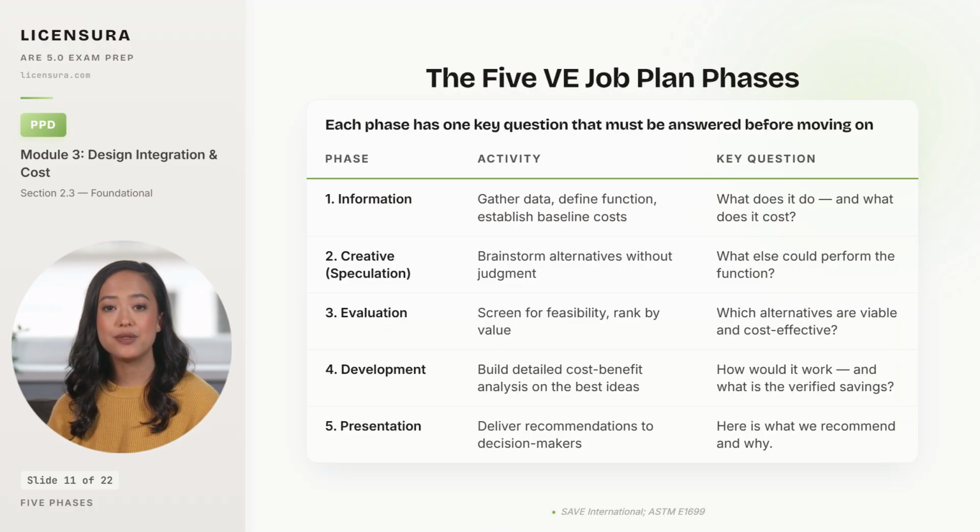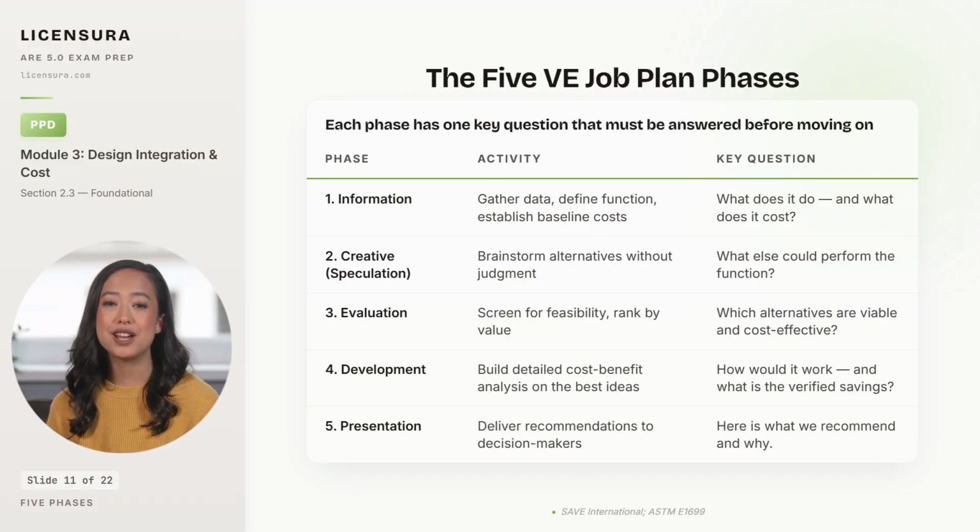5 phases, 5 outputs, 1 key question per phase. The information phase gathers data: what the system does, what it costs, what the constraints are, and the answer to what does it do becomes the function statement that anchors the rest of the study. The creative or speculation phase brainstorms alternatives without judgment, which means no shooting down ideas, no premature cost screening, quantity over quality, because the cheap idea you reject in minute 2 is sometimes the one that solves the problem in minute 30.